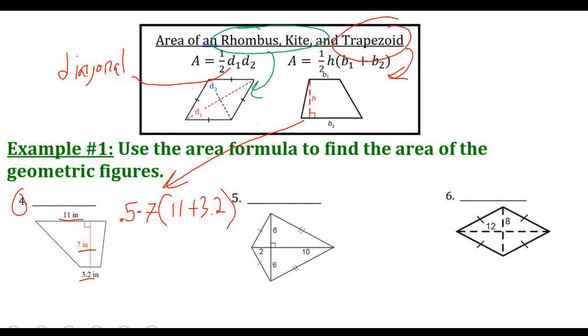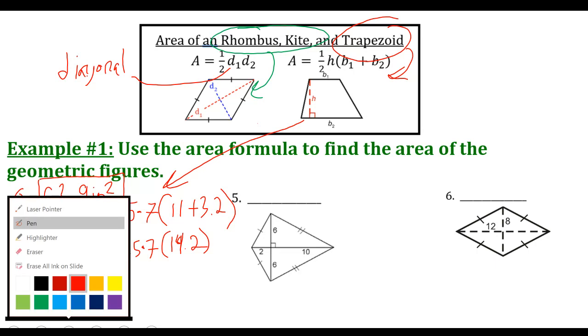Great. Make sure you use PEMDAS, P, parentheses. So I'm going to do the stuff in the parentheses first. 14.2 times 7 times 0.5. Right? Now you just multiply all these on your calculator. 0.5 times 7 times 14.2. I got 63.9 inches squared. Right? Keep using inches squared or centimeters squared or whatever squared because it's an area.